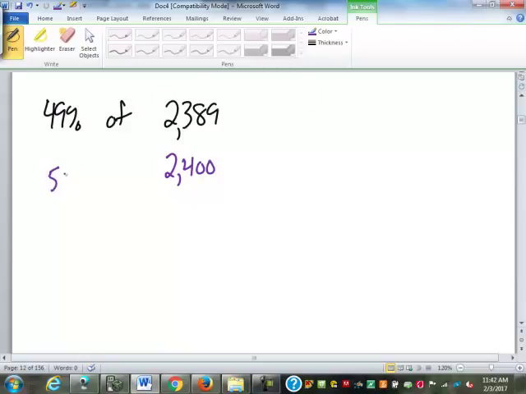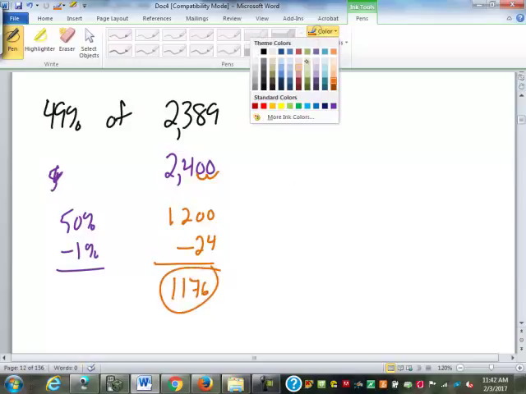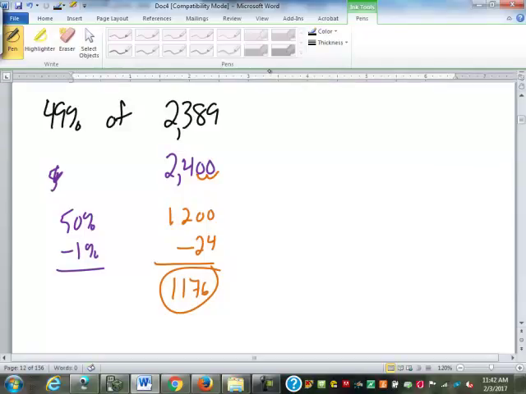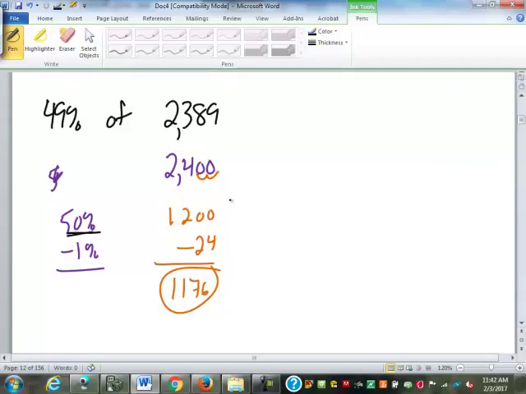But let's, for the sake of it, say that is 50% minus 1%, to be a little more precise. 50% of 2,400 is just half, so it's 1,200. 1% is just moving the decimal over 2 spots, that's 24. So 1,200 minus 24, we're looking for something around 1,176. So we have those estimates. In fact, I would have probably just said 50% is about 1,200. 49% better be smaller than that. I'm looking for something a little smaller than 1,200.